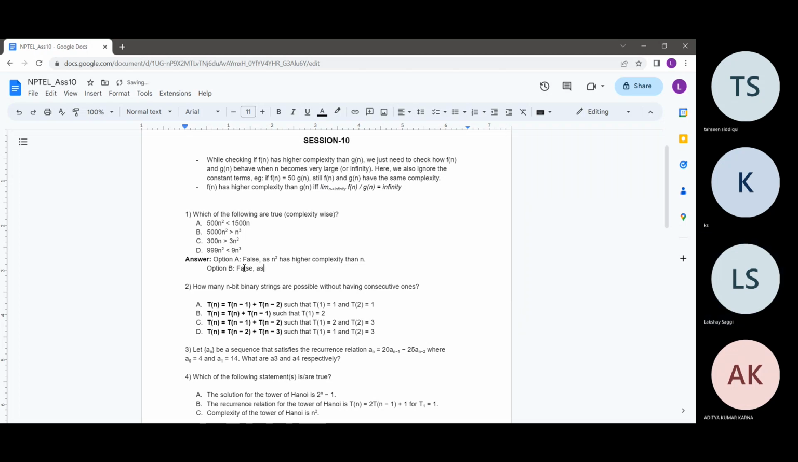So this was false as the left side term n square has lower complexity than n cubed.